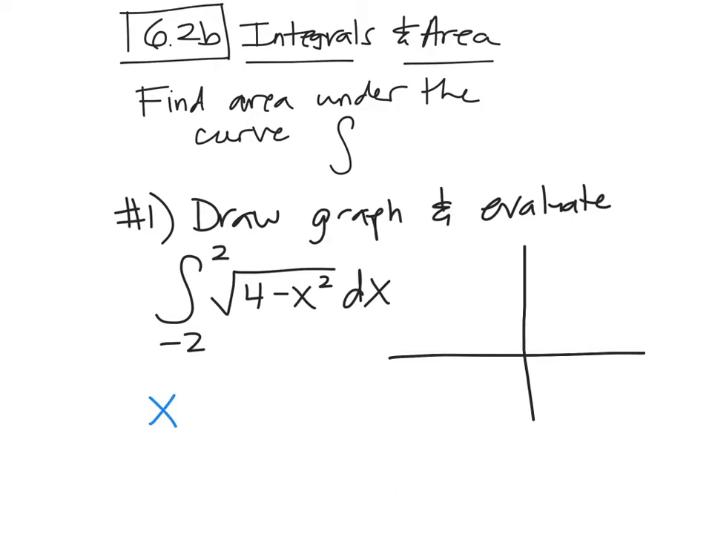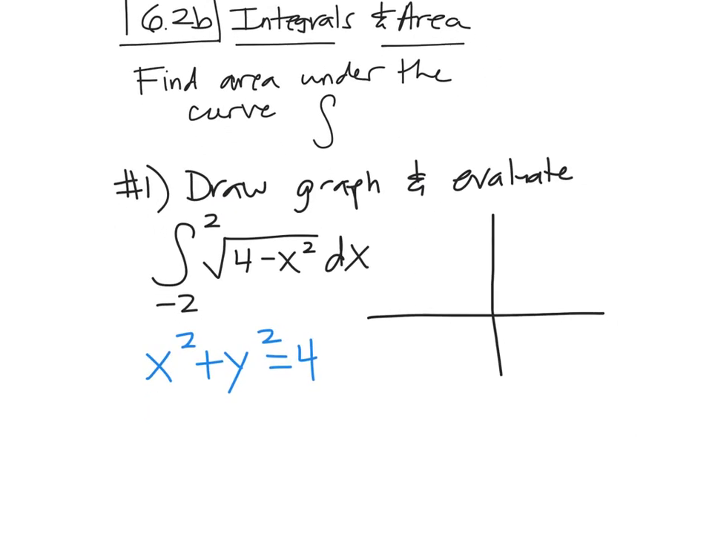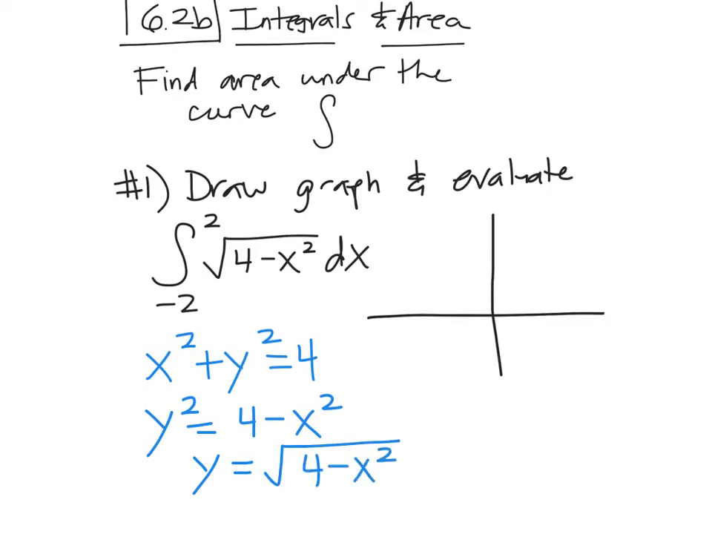Do you know a circle with radius 2 looks like this? x squared plus y squared equals r squared. Studied conic sections a long time ago. And if you were to solve for y, you would subtract x squared to the other side, and you would take the plus and minus square root. Well, this is just the positive square root. So it's just the top half of the circle with radius 2.